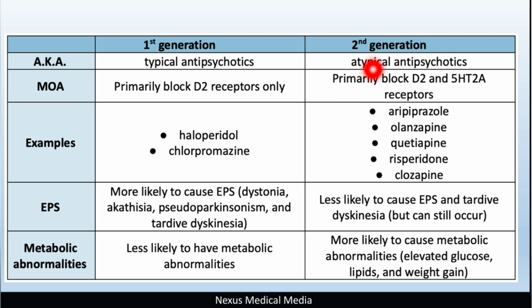Looking at the second generation antipsychotics, these are also called atypical antipsychotics, and they primarily block D2 and 5-HT2A receptors. The examples are aripiprazole, olanzapine, quetiapine, risperidone, clozapine. These drugs are less likely to cause extrapyramidal symptoms and tardive dyskinesia, but this can occur, though it's less likely. Second generation antipsychotics are more likely to cause metabolic abnormalities like elevated glucose, lipids, and weight gain. This is just a basic introduction.